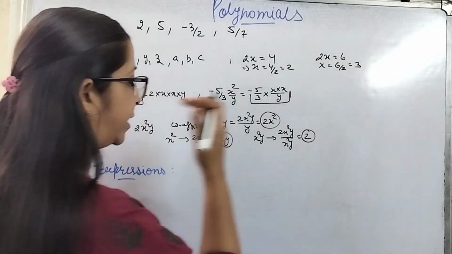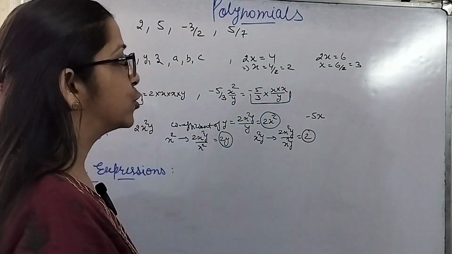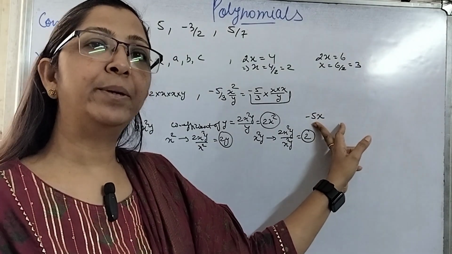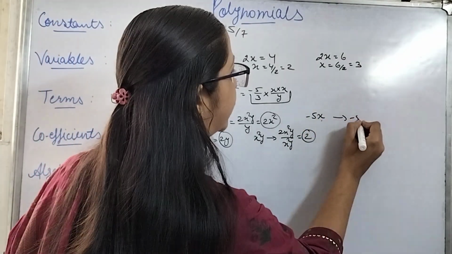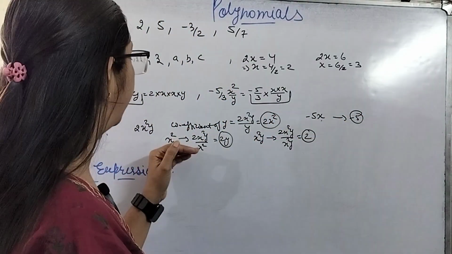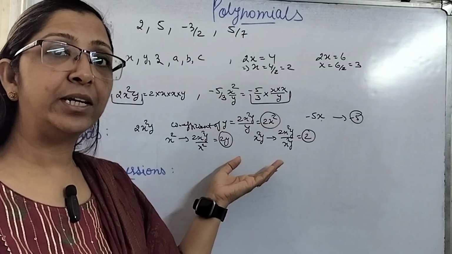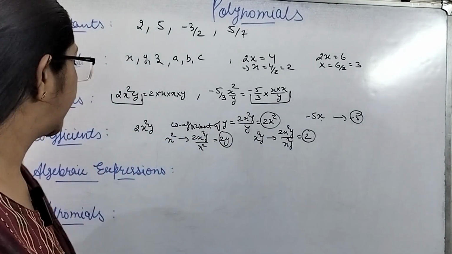Similarly, if I say minus of 5x, over here the coefficient of x will be minus of 5. So this is how we can find the coefficient of any variable, any constant, whatsoever we want, we can find the coefficient.